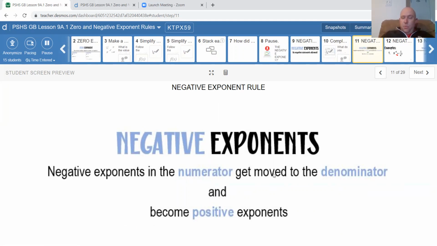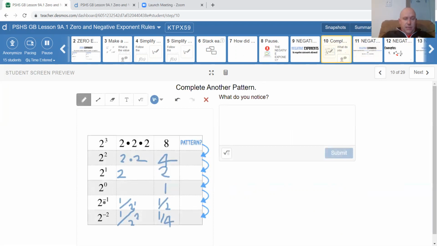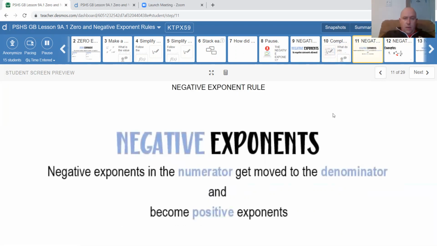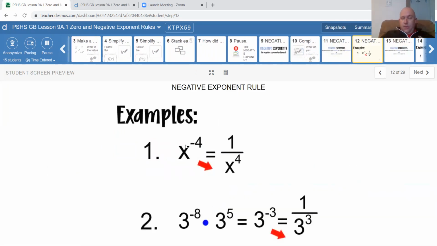Negative exponents in the numerator get moved to the denominator and become positive exponents. So here we have a negative exponent, move it to the bottom of the fraction, and it becomes positive. Same thing, negative exponent, move it to the bottom of the fraction, and we get a positive exponent. So questions like we just saw, we just switch the position. So the negative exponent doesn't mean it's negative. It means that the exponent switches positions and becomes positive.